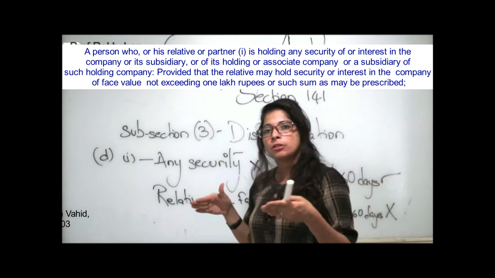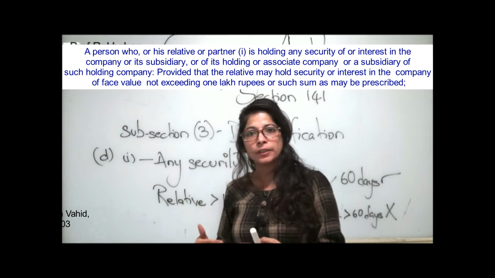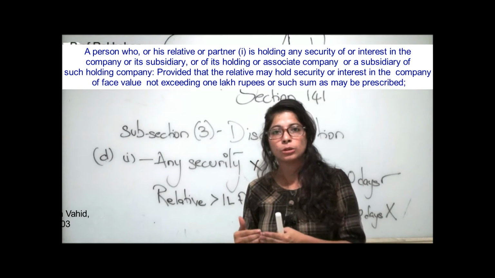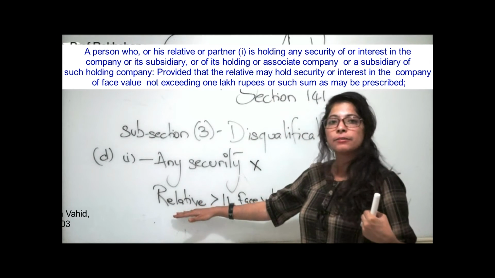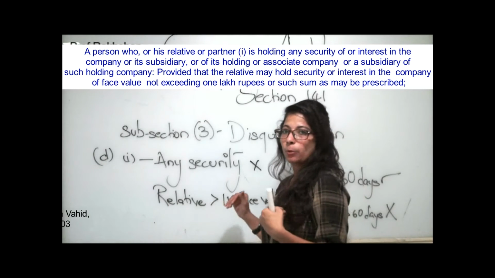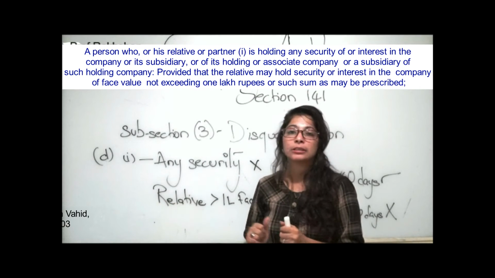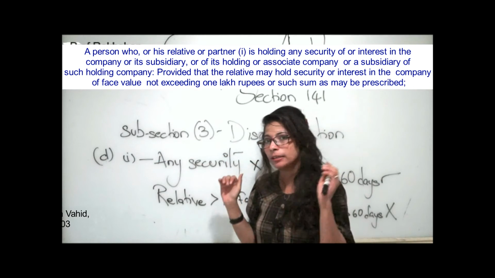Now the extension to the clause D says what? Provided that if it's a relative, he can hold a security to the extent of 1 lakh face value. So there's a relative, 1 lakh face value. Why do you think the extension should have been provided? Suppose this condition wasn't there. We had only the first condition, which says any security held.